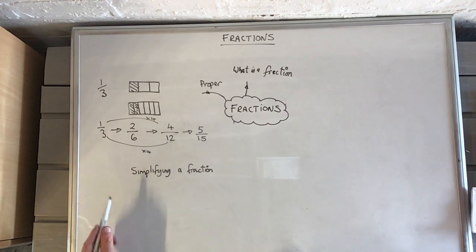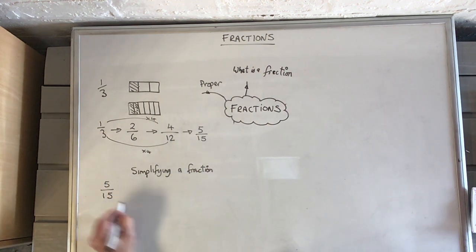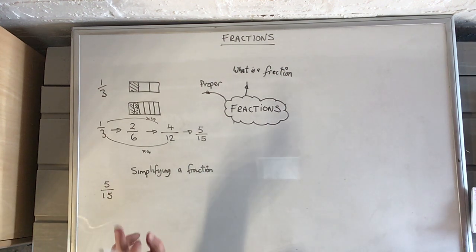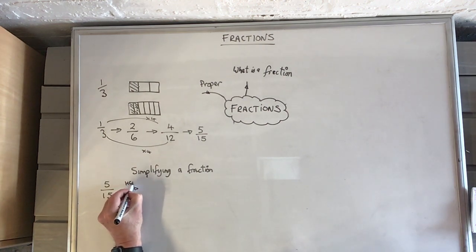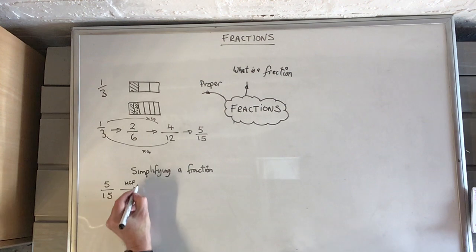Well, it's just simply going backwards. So if I've got 5 over 15, we'll look for what they have in common, and it's the highest common factor. Highest common factor, so you should have done that in first year. What's common to 5, common to 15, and what's the highest number that's common to both, without leaving a remainder? The highest common factor is 5.